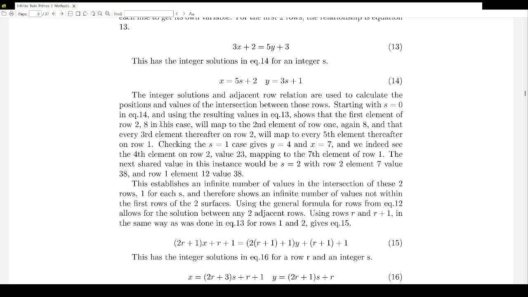So starting with s equals 0 and using the resulting equations shows that the first element in row 2, 8 in this case, will map to the second element of row 1. Okay, so that's what we just said. And again, every third element thereafter on row 2 will map to every fifth element thereafter on row 1. You can see that here. Every third element on row 2 will map to every fifth element on row 1.